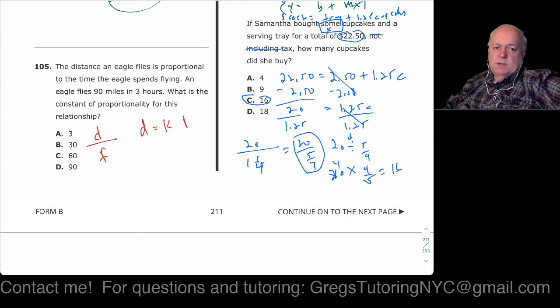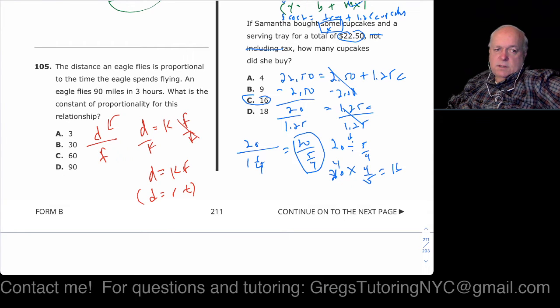So if you divide both sides by f, that kicks out. So that's where I got this from, okay? I mean, if we want, we can stay with the d equals k times f. And by the way, this is really distance equals rate times time, right? Because the distance is to the time flying. So I used f, but I could use t. It's not a big deal.